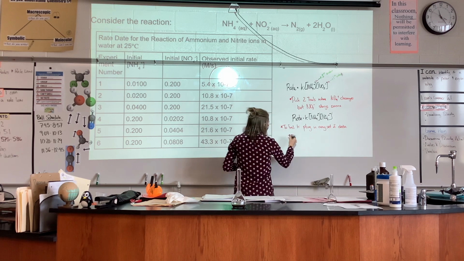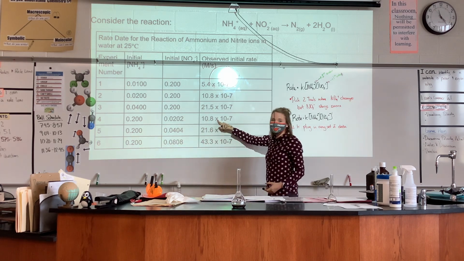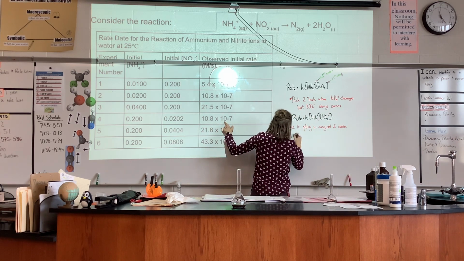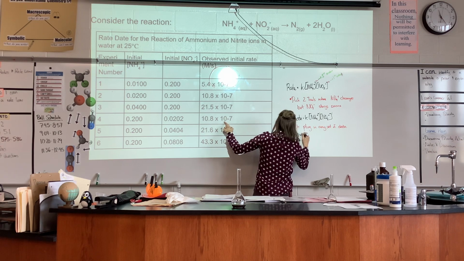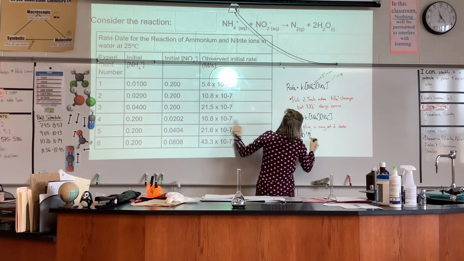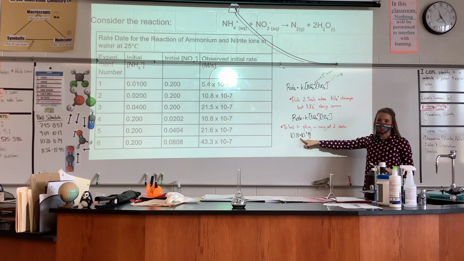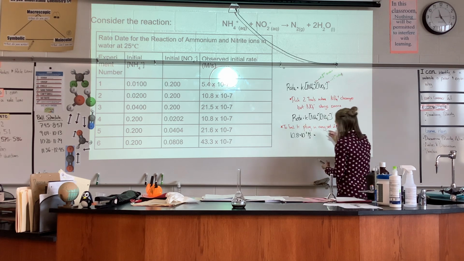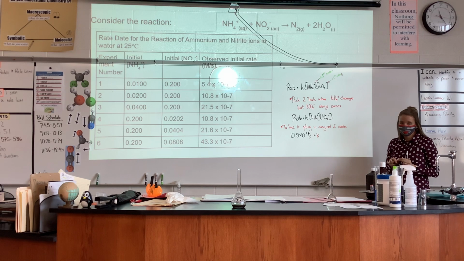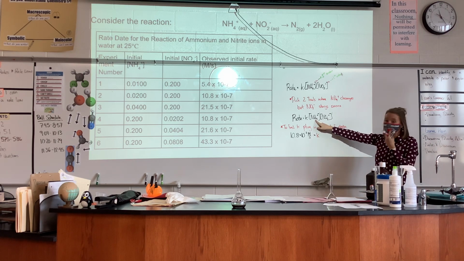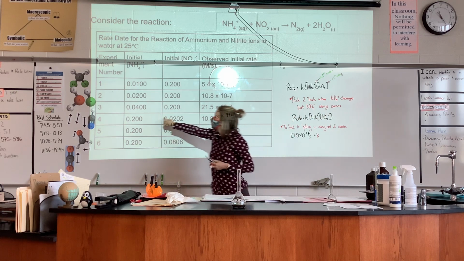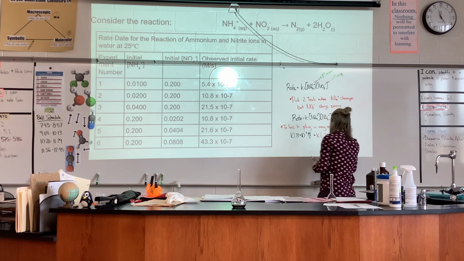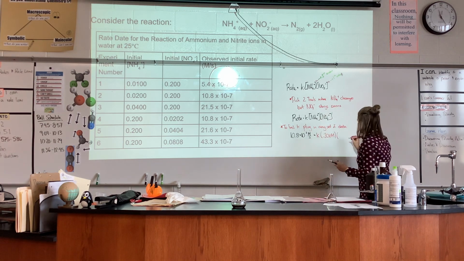Okay, so I'm just plugging this into the equation I just came up with. The rate for trial 4 was 10.8 times 10 to the negative 7 molarity per second. So I plugged in the rate, equals, I'm trying to find K, so leave that as a variable. Concentration of NH4 under those conditions was 0.2, and the concentration of our other one was 0.0202.